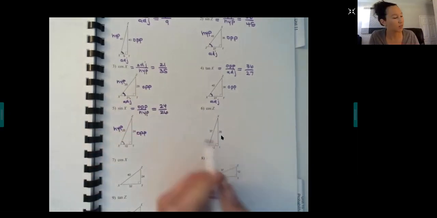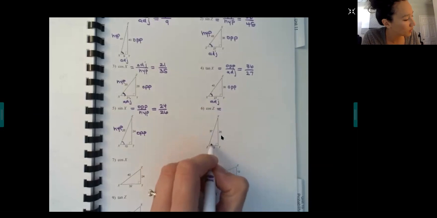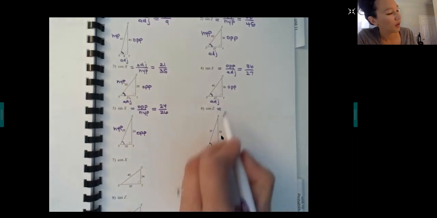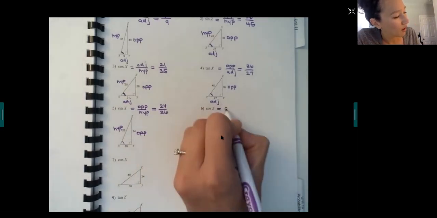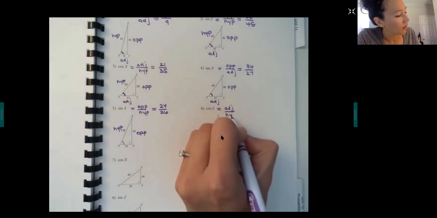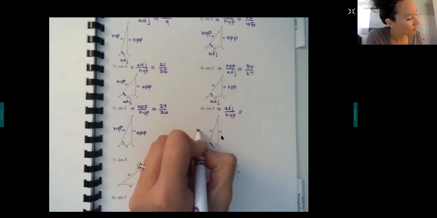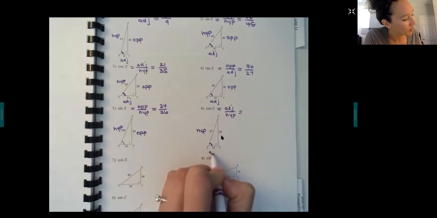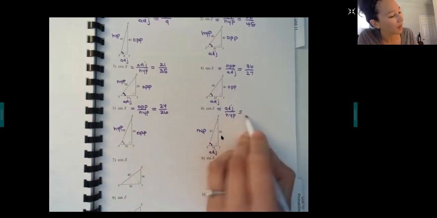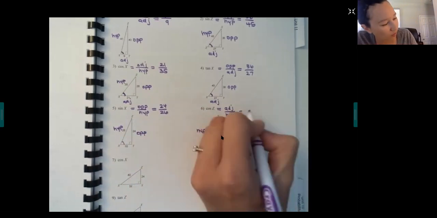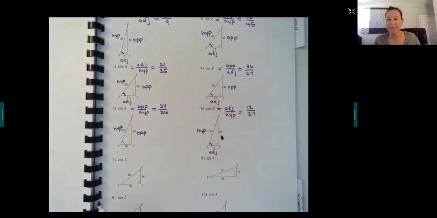And number 6, so cosine of Z. Z is our reference angle. It'll be adjacent over hypotenuse. Good. Hypotenuse is 37 and adjacent is 12. Excellent. So 12 over 37. Thank you, Elijah. Jasmine, 7 and 8.